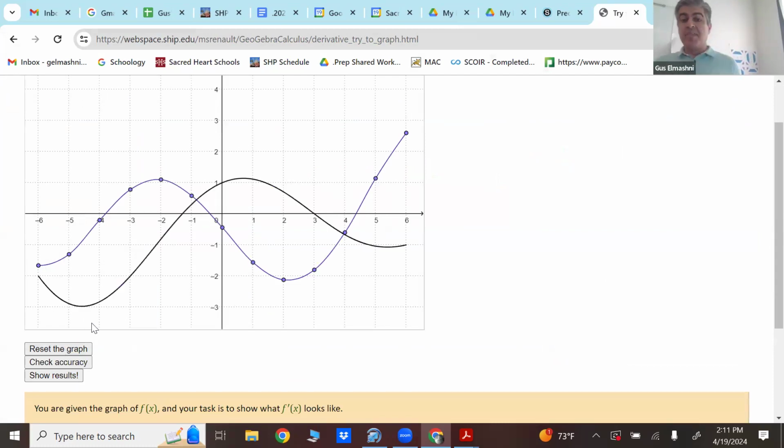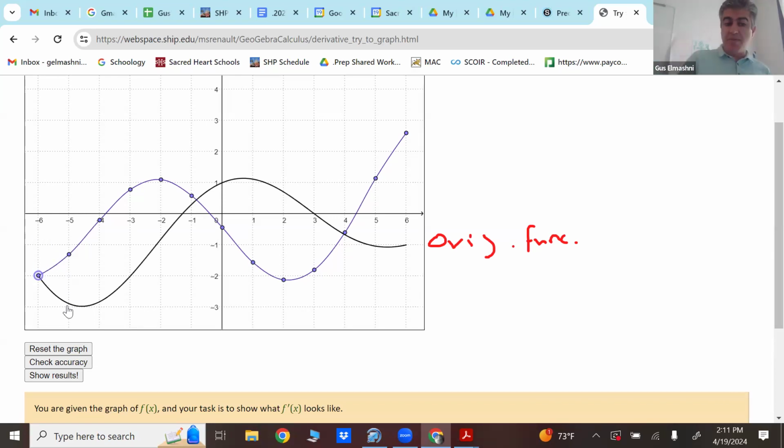So here's the deal. The black curve is original. This is the original function. And the one that's dotted is the derivative. So let's take a look at -6. At -6, is your slope positive or negative here? Probably it's negative, definitely less than -1. Probably -2, maybe, I don't know. So I'm going to push that down to about -2.